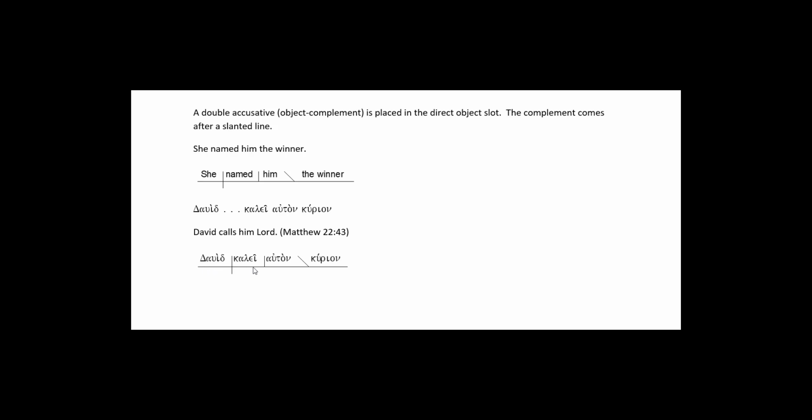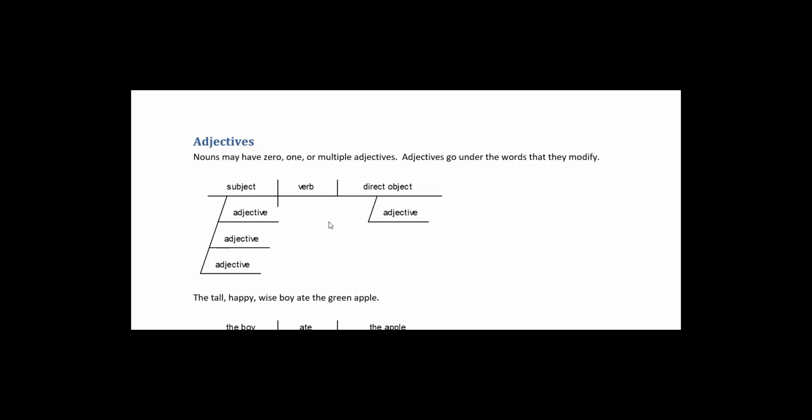David calls him Lord. And here this slanted line is pointing backwards to that object. Let's look at how we can use adjectives. You put an adjective under the word that it modifies. So if we had the sentence, the tall, happy, wise boy ate the green apple.